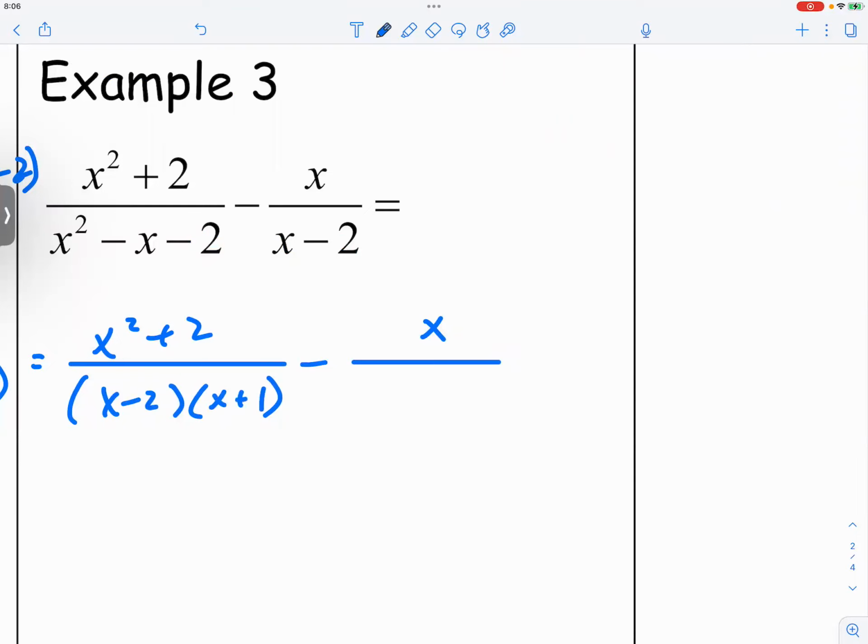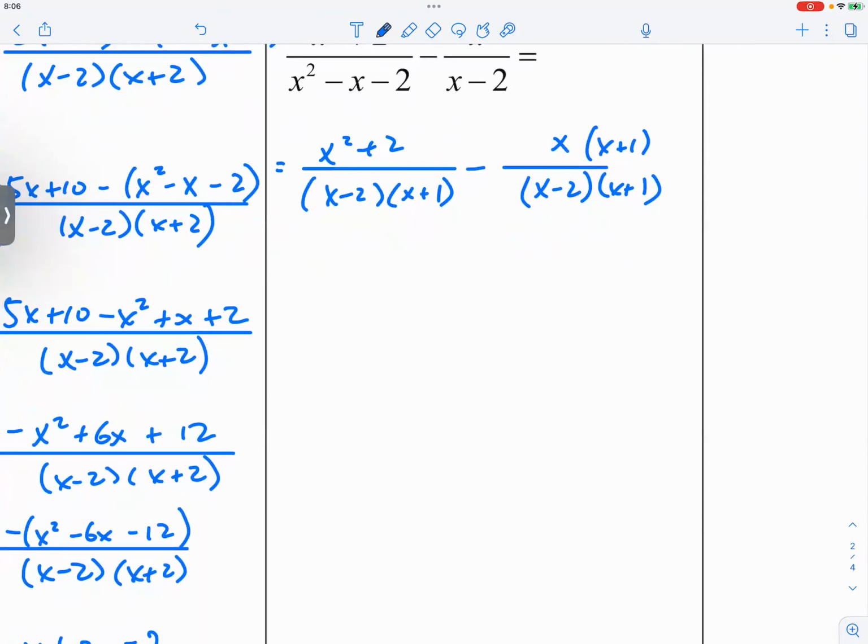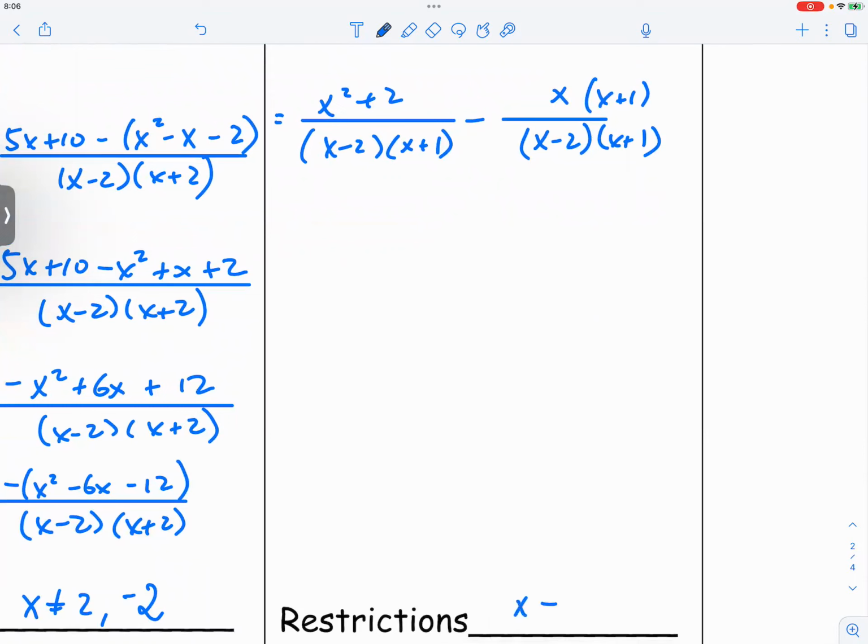Let's go ahead and factor this. And once you factor it, you realize that, ooh, they both have x minus 2. It's just that the second fraction doesn't have the x plus 1. So let's go ahead and make the common denominator of x minus 2 and x plus 1. And I think this is a good time to write down our restrictions. Our restrictions will be x cannot be 2 and -1. Okay, that would make the denominator 0.